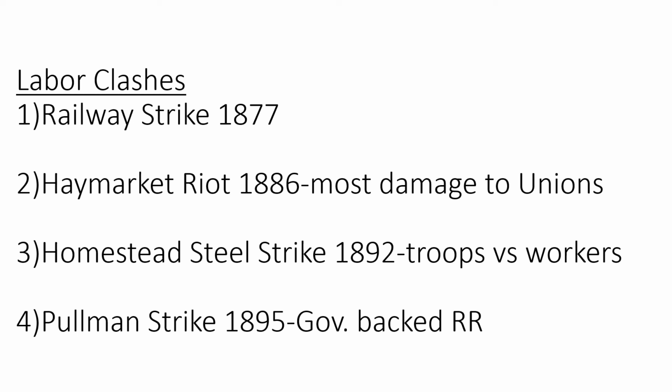In both the Homestead Steel Strike and the Pullman Strike, the government backed big business, in the steel strike actually sending the National Guard in. And as in the court rulings at the time, the labor movement was on the losing side.